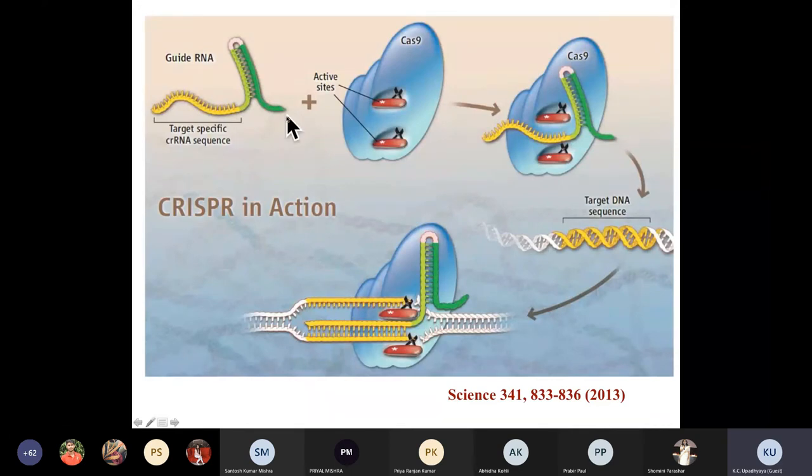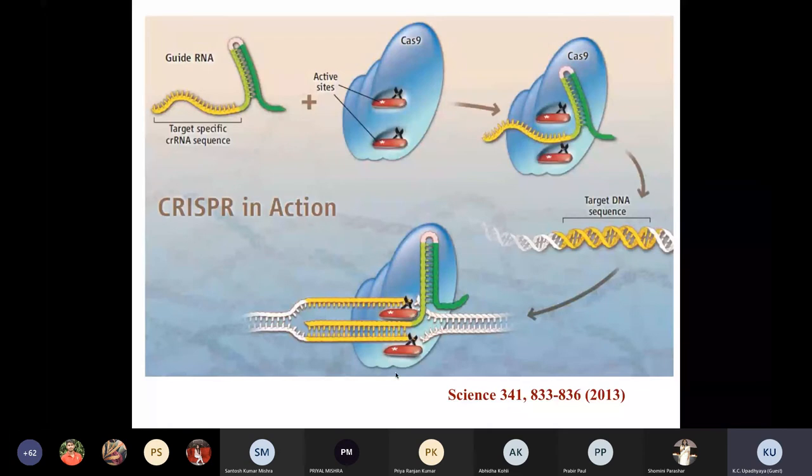And what Doudna and Charpentier did was, instead of two RNAs, they combined them into one single guide RNA. That is the structure with the complementary sequences, and these CRISPR RNA complementary sequences recognize the target sequences, and Cas9 makes the cleavage. That's the basic logic: recognition by the guide RNA, and then cleavage by Cas9, the enzyme, which is the endonuclease.